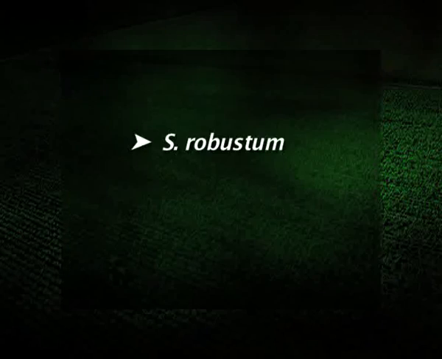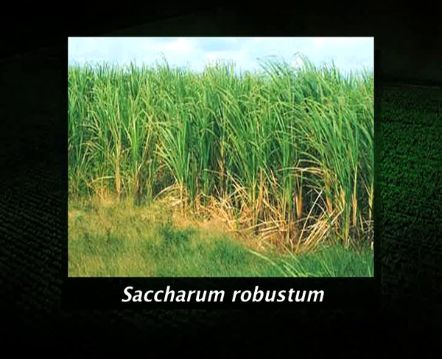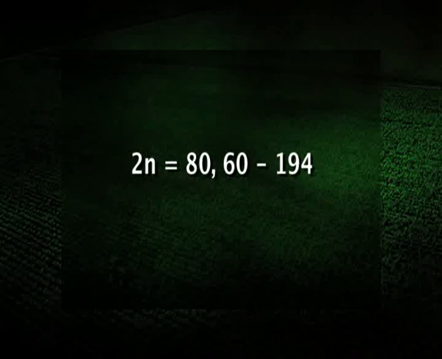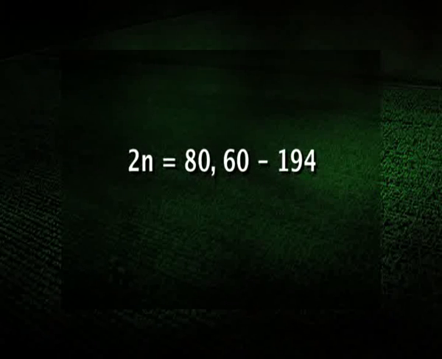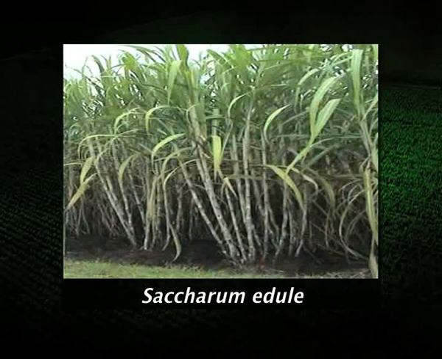Saccharum robustum. This species includes a group of canes which are indigenous to New Guinea. They possess mostly thick stalks with a relatively low sucrose content. The chromosome number is usually 80 but varies from 60 to 194. Saccharum edule. This is morphologically similar to Saccharum robustum, except that the flower spike or inflorescence is compacted. Saccharum edule is thought to be a mutant form of Saccharum officinarum.